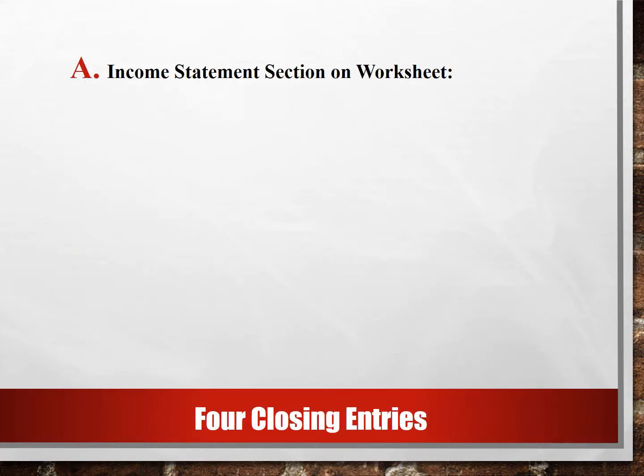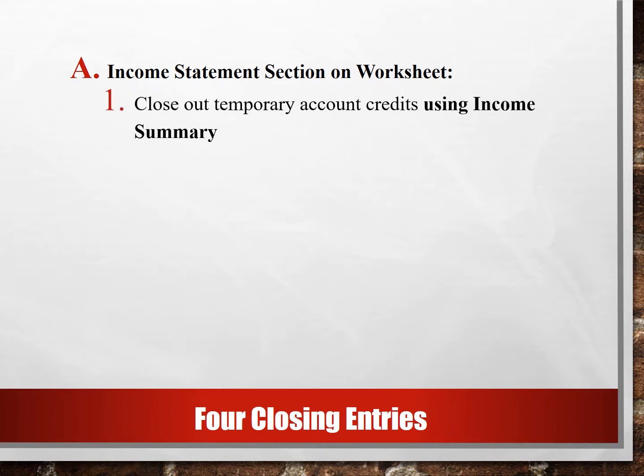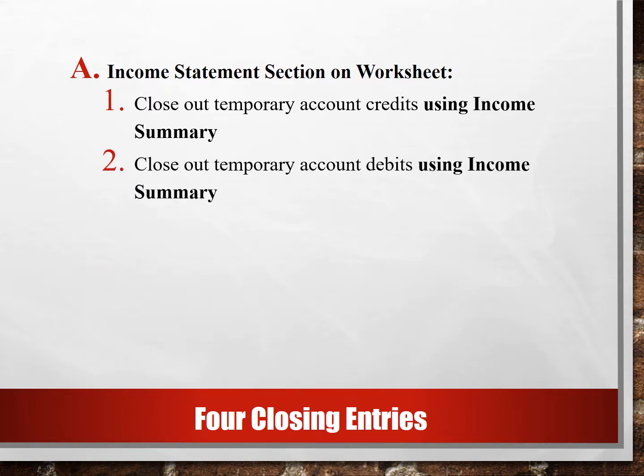There are 4 closing entries that will be completed at the end of the fiscal period. 3 of them will be found on our income statement section on the worksheet. The first temporary account closed out will be our credits using income summary. Our second temporary accounts to be closed out will be all of our debits using income summary.